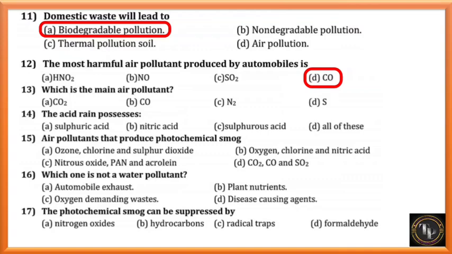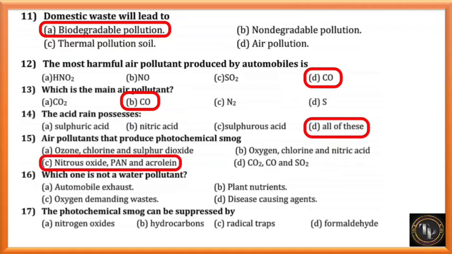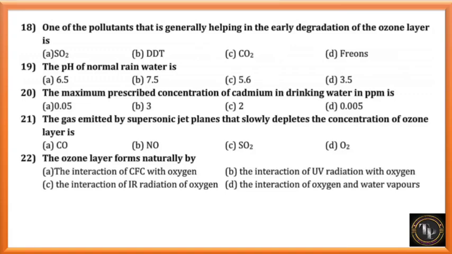Which is the main air pollutant? CO. Acid rain contains sulfurous acid, nitric acid, sulfuric acid, all of these. Air pollutants that produce photochemical smog: nitrous oxide, PAN, acrolein. Which is not a water pollutant? Automobile exhaust. The photochemical smog can be suppressed by radical traps.